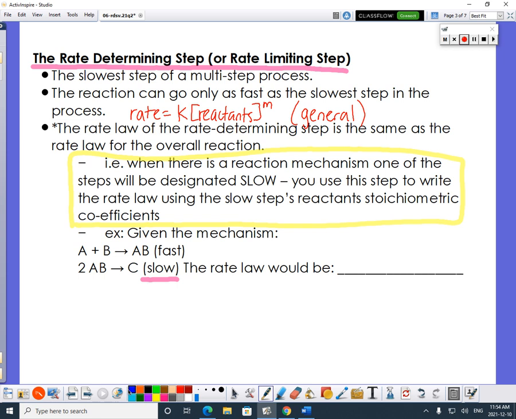So here, we're given a mechanism. If you want to label these as 1 and 2, so it looks more like what you did last unit, you totally can. Step 1, A plus B makes AB. That's a fast step. Step 2, 2AB makes C. This is the slow step. So if you are asked to write the rate law, you're going to use the slow step. The reaction can only go as fast as its slowest step. Okay? So then we do the same thing, rate. Don't forget the rate constant. We only care about the reactants.